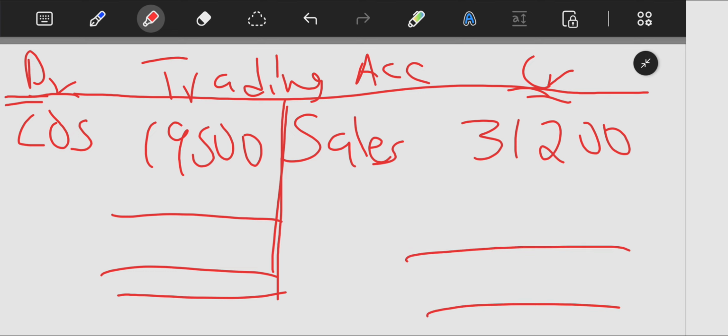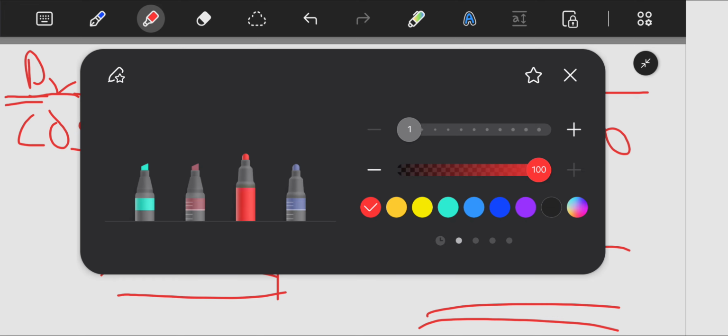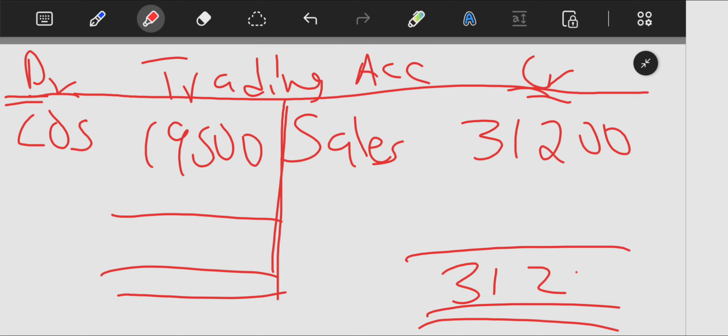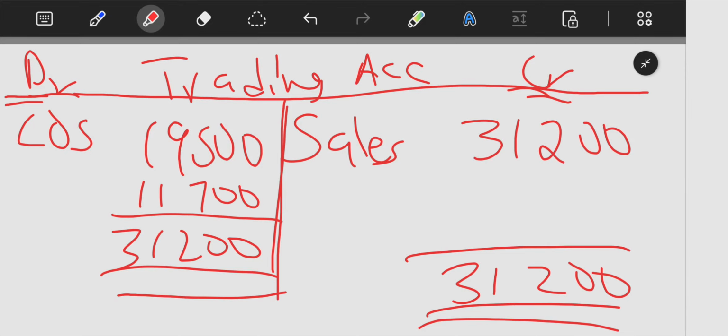Okay, and then now we close off this account. We close it off, and this is the bigger side. So we are going to have 31,200 here, 31,200 here, and then what is the balancing figure here? The balancing figure is going to be 31,200 minus 19,500. It's 11,700, and it goes to your profit and loss account.